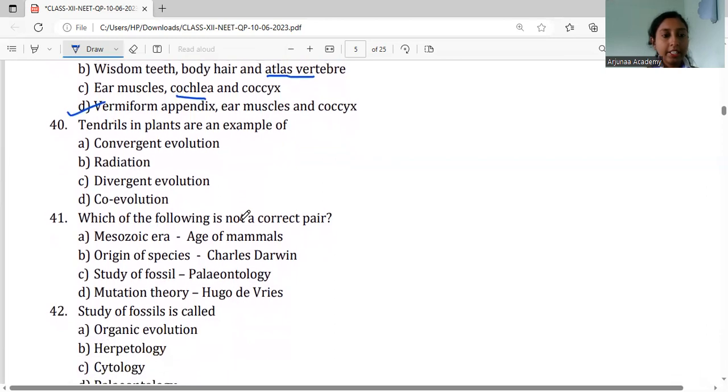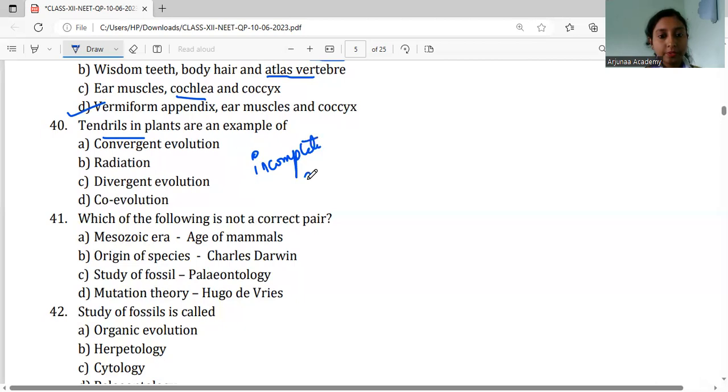Then tendrils in plants are examples of. If we take all the tendrils, the origin is the same, right? This question is actually incomplete. If we have to say convergent, divergent, coevolution, or radiation, we should get some other comparison. The example we have is tendrils in cucumber, that is pea plant, and the thorns. When two examples are given, then we can answer. So this question is incomplete. Only when there is a comparison can we answer the question.